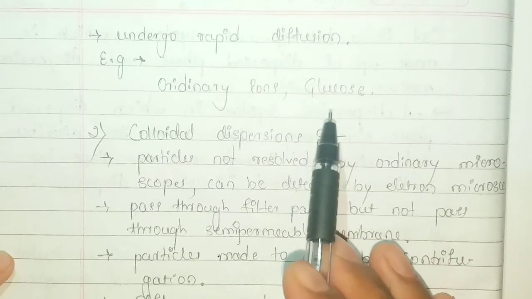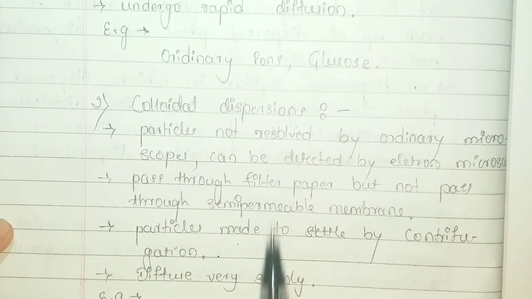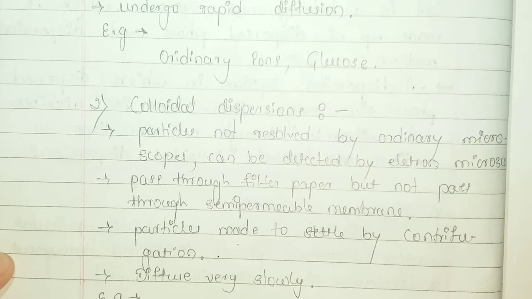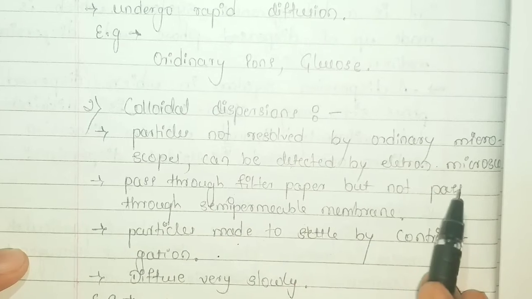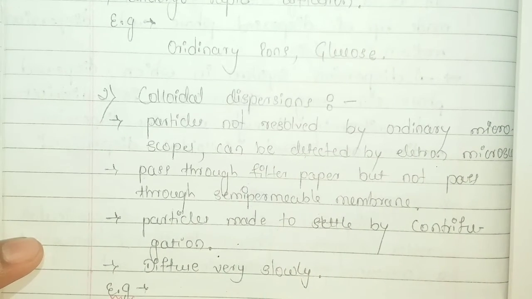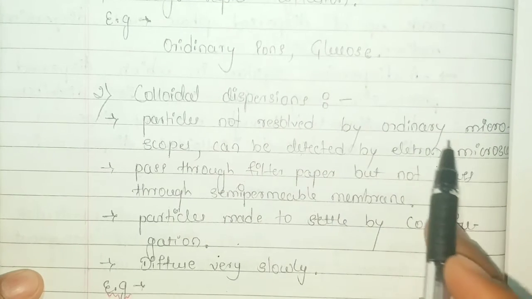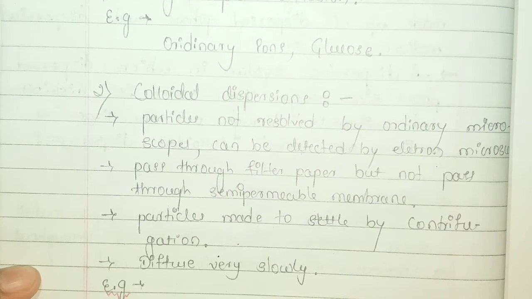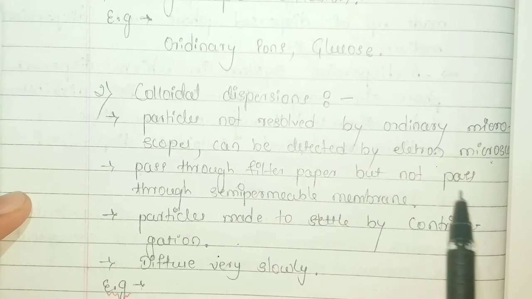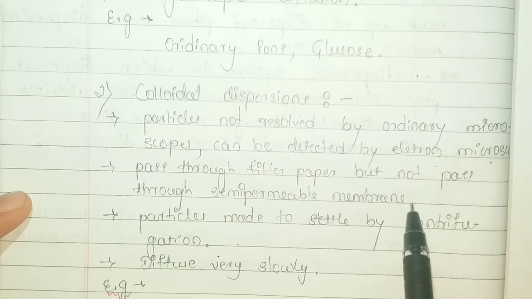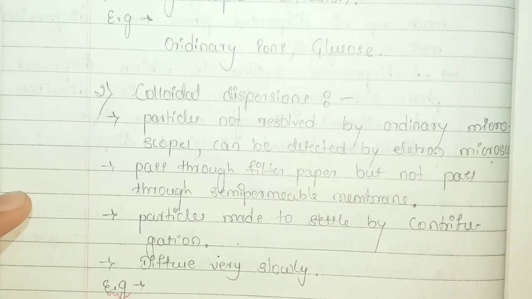ordinary ions or glucose. The second one, the colloidal dispersion. The particles are not resolved by an ordinary microscope but can be detected by an electron microscope. They pass through a filter paper but not through a semi-permeable membrane, because compared to the molecular dispersion, these colloidal particles are somewhat bigger.